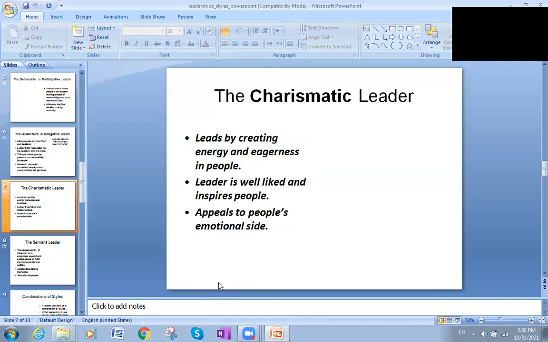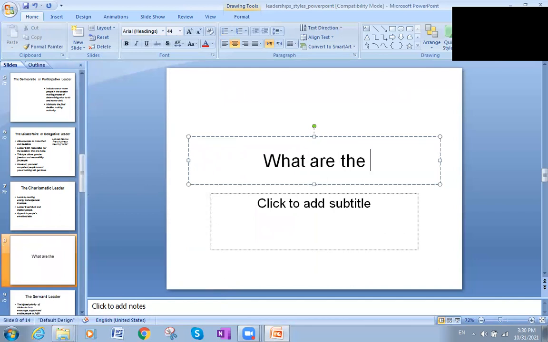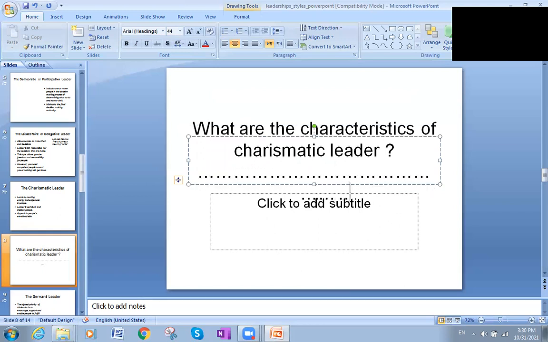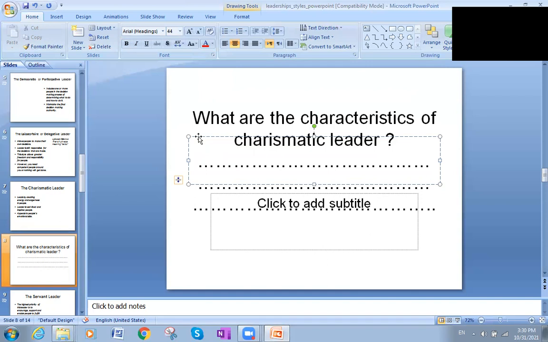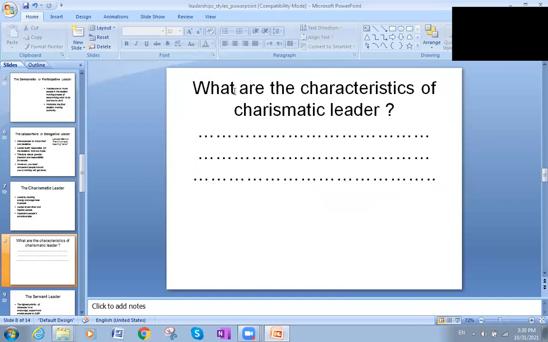So I will stop here for about 5 minutes, and I will put a question now about the characteristics of a charismatic leader. What are the characteristics of a charismatic leader? And we will go for the answer right away. Here it is. What are the characteristics of a charismatic leader based on the previous page? And we'll stay here for around 5 minutes before we move forward.